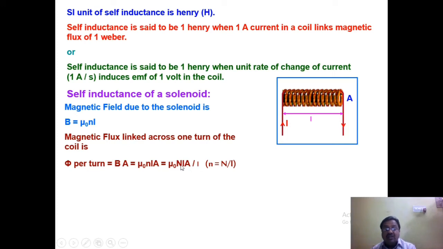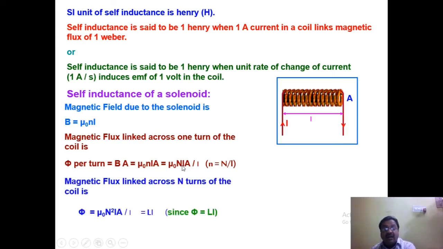This is L, this one is I. Then magnetic flux linked across n turns: this is for one turn, or phi per turn. For n turns, what will happen? You just multiply this expression with n. So instead of this n, you will get n square. So phi equals mu 0 n square I A divided by L.